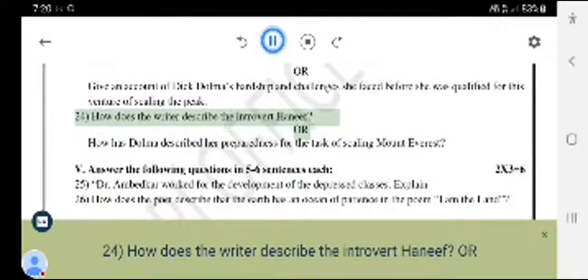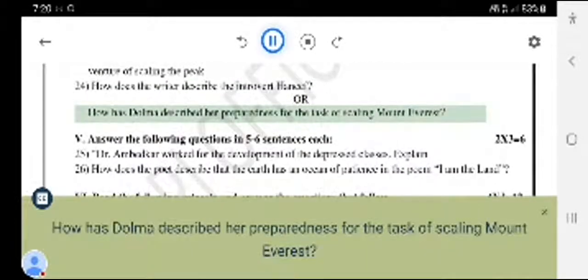24. How does the writer describe the introvert Hanif? OR. How has Dolma described her preparedness for the task of scaling Mount Everest?